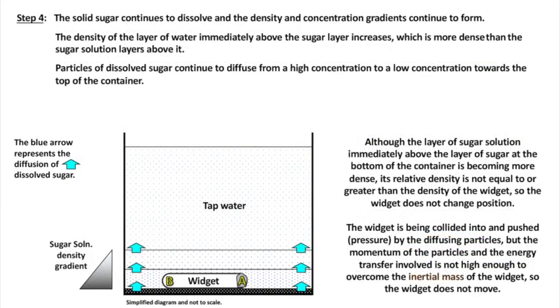Step 4. The solid sugar continues to dissolve and the density and concentration gradients continue to form. The density of the layer of water immediately above the sugar layer increases, which is more dense than the sugar solution layers above it.